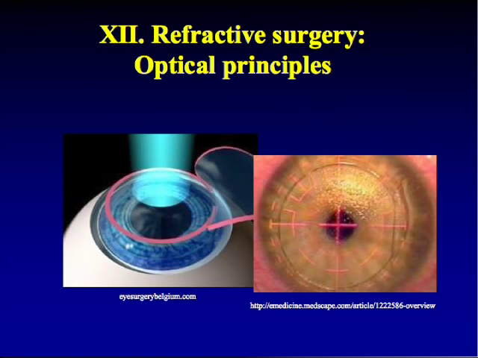So then the patient doesn't want contact lenses. They want refractive surgery. So obviously it's beyond the scope to go too far into refractive surgery. I just want to describe some of the optical principles behind refractive surgery. So the basic idea here is what are we doing to the cornea to change its refractive power?